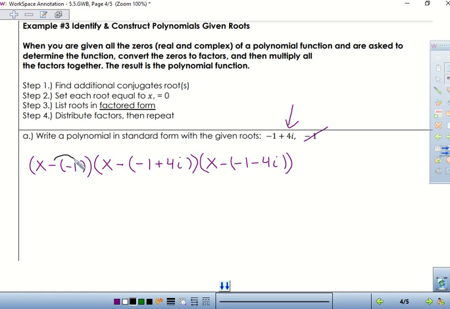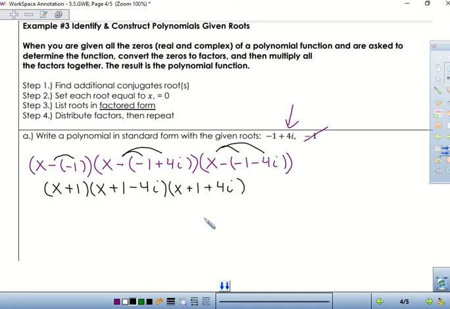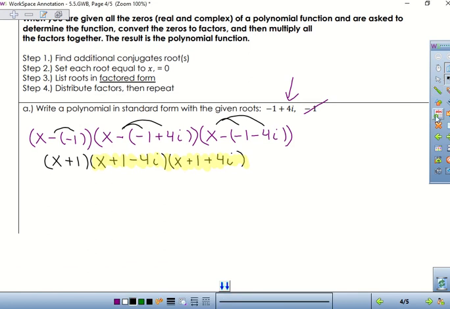Now I want you to multiply out that negative 1. So you're going to get x plus 1 times x plus 1 minus 4i times x plus 1 plus 4i. So you get to this point right here. Now we have to multiply all of this together, but what we have effectively is two trinomials. You guys see that? What's going to be the easiest way to multiply two trinomials? Box method.